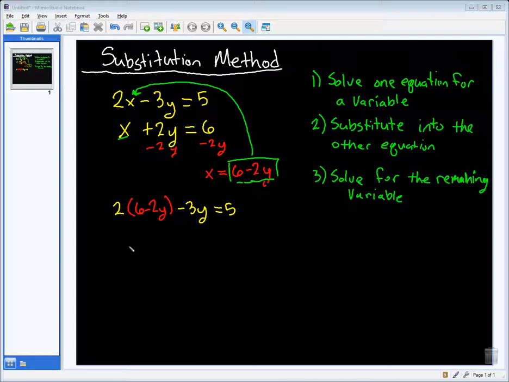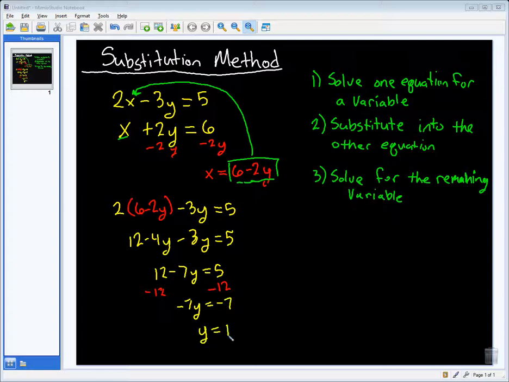So I would distribute the 2 and I would get 12 minus 4y minus 3y is equal to 5. Then I would combine like terms and I would get 12 minus 7y is equal to 5. I would then subtract 12 from both sides. And I would get that negative 7y equals negative 7. And dividing, I get that y equals 1.